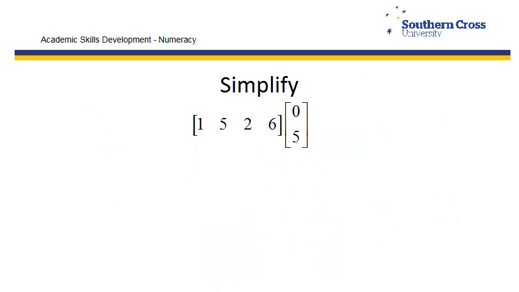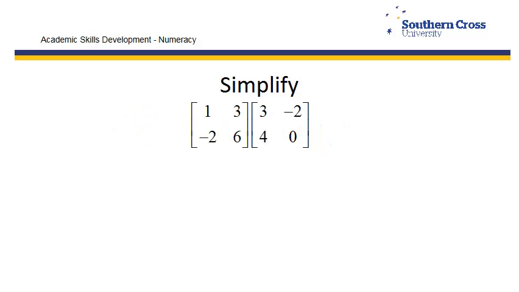Now moving on to the second one, we have a 1 by 4 matrix multiplied by a 2 by 1. This is impossible because the number of columns in the first matrix isn't equal to the number of rows in the second matrix. So moving along, this time we're going to multiply a 2 by 2 by a 2 by 2. So that means the result will be a 2 by 2 as well.